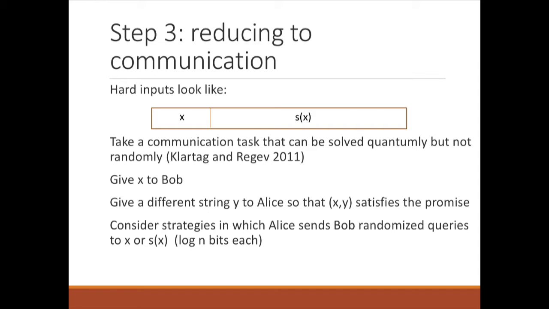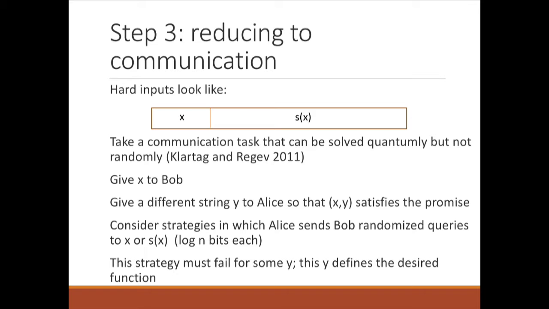She's going to try to solve the communication task that she's not supposed to be able to solve by asking Bob questions from X or S of X, basically by querying this string. We know that will fail. What does it mean that it will fail? It means that there is some input Y for which Alice cannot do this with few queries. There exists a Y such that Alice cannot solve the communication game with this strategy quickly.